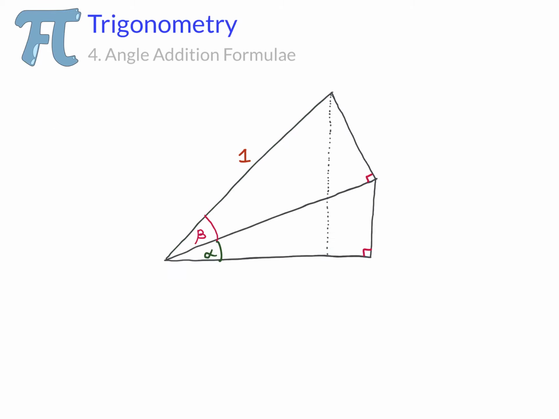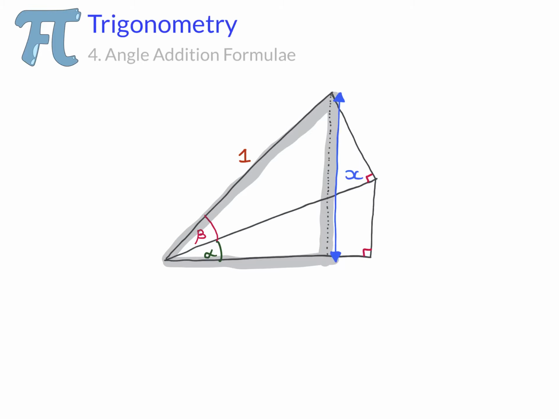To do this, we draw two right-angled triangles on top of each other, the hypotenuse of the top one being 1. Notice that there are three right-angled triangles here, one with the angle alpha, one with the angle beta, and one with the angle alpha plus beta.